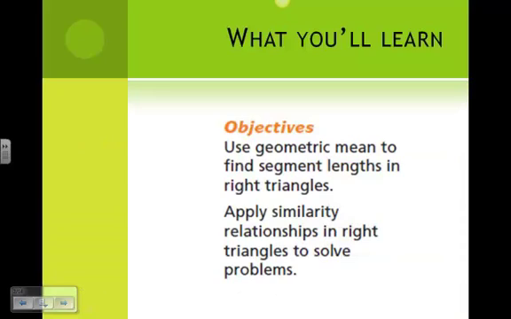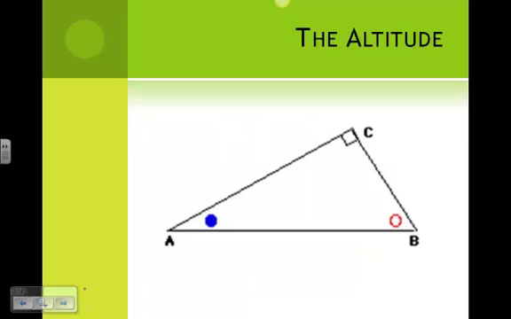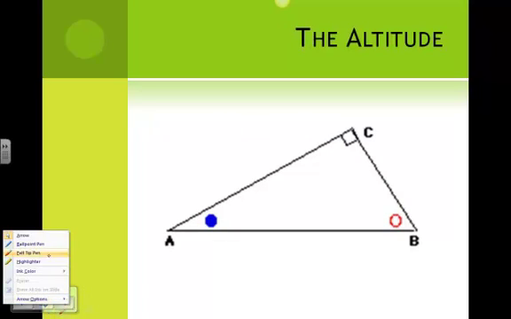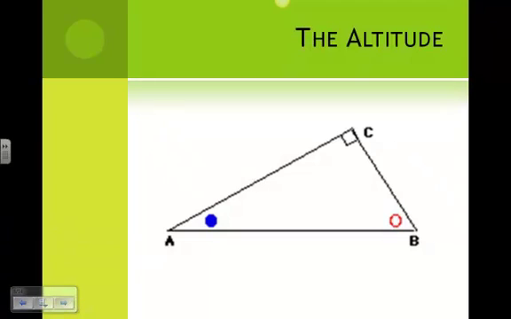In this lesson, our objectives will be to use the geometric mean to find segment lengths in right triangles and to apply similarity relationships in right triangles to solve problems. Yesterday in class, or today in class, depending on when you're watching this, we talked about the geometric mean and we talked about the altitude of a right triangle.